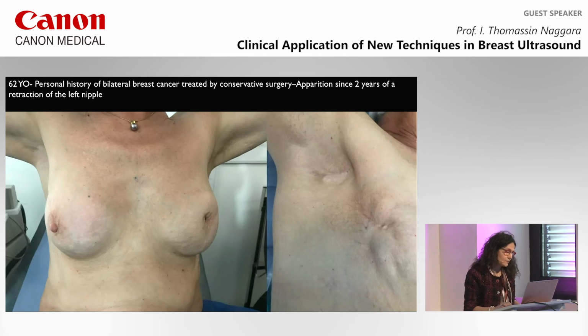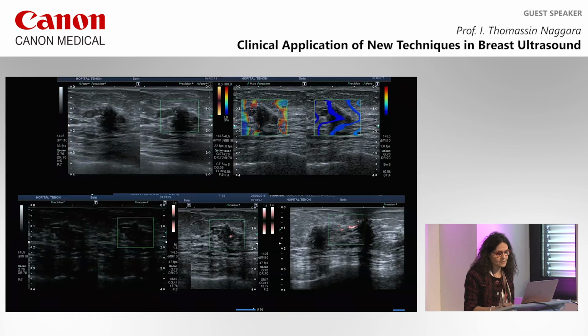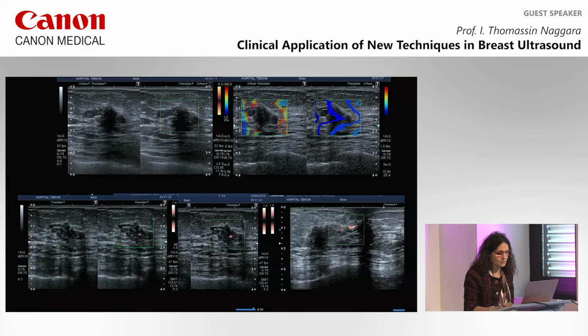Another example, a 62-year-old woman with personal history of bilateral breast cancer treated by conservative surgery, and there is, since 2 years, a retraction of the left nipple, no problem, clinically there's a problem. This retraction is due to this very suspicious mass, which is spiculated, and we have the problem of, is there an invasion of the areola? Probably yes. Here, the lesion, when you analyze, elastography is very suspicious.